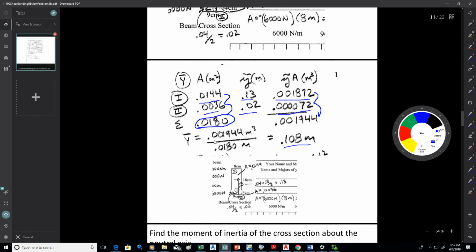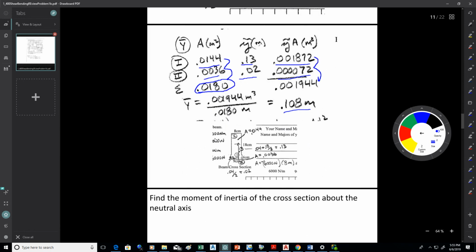Okay. All right, now the next thing to do is to find the moment of inertia of the cross-section about the neutral axis. The neutral axis is the centroid for the beam. It's the line at this height above the base of the beam right there, the 0.108. So once you go ahead and find the moment of inertia of the beam next about that neutral axis, all right, so you could pause and do that.